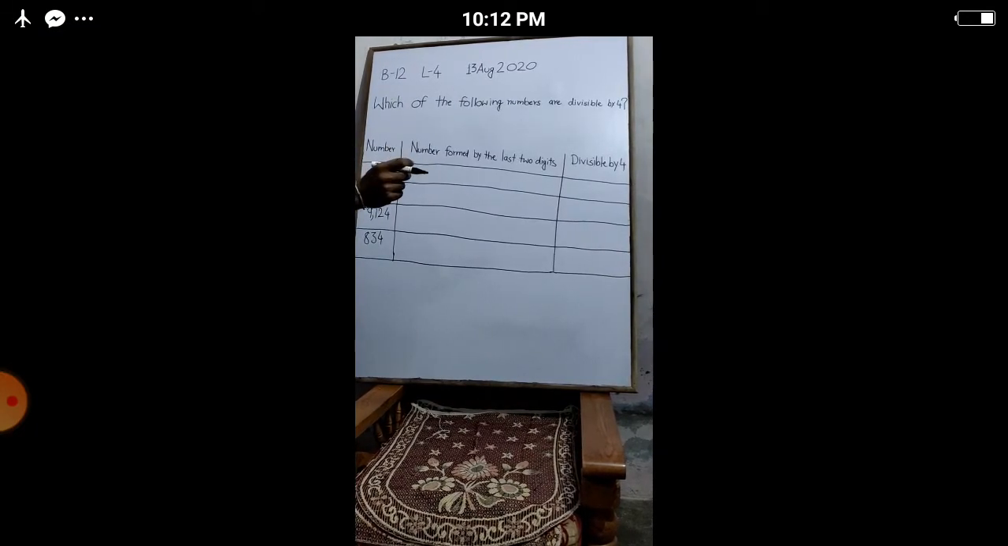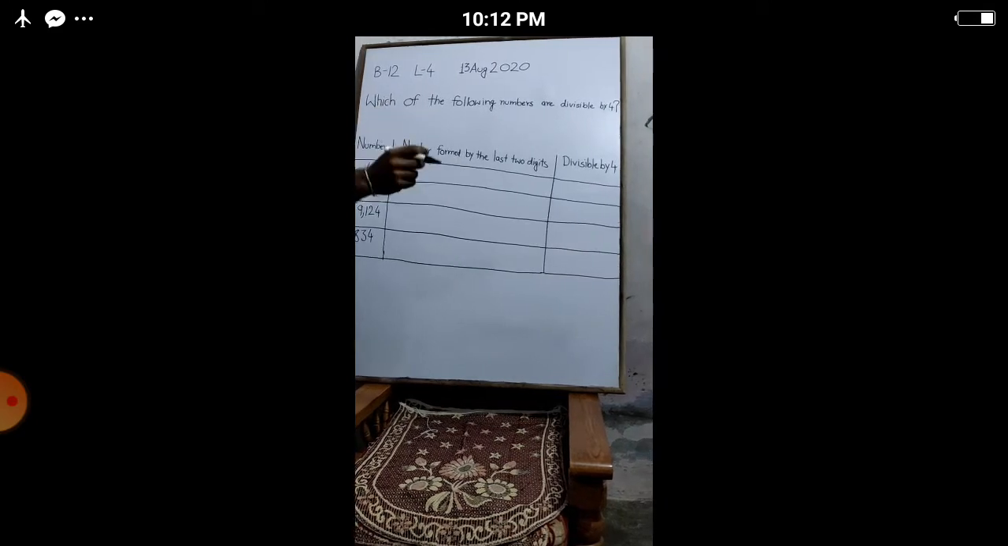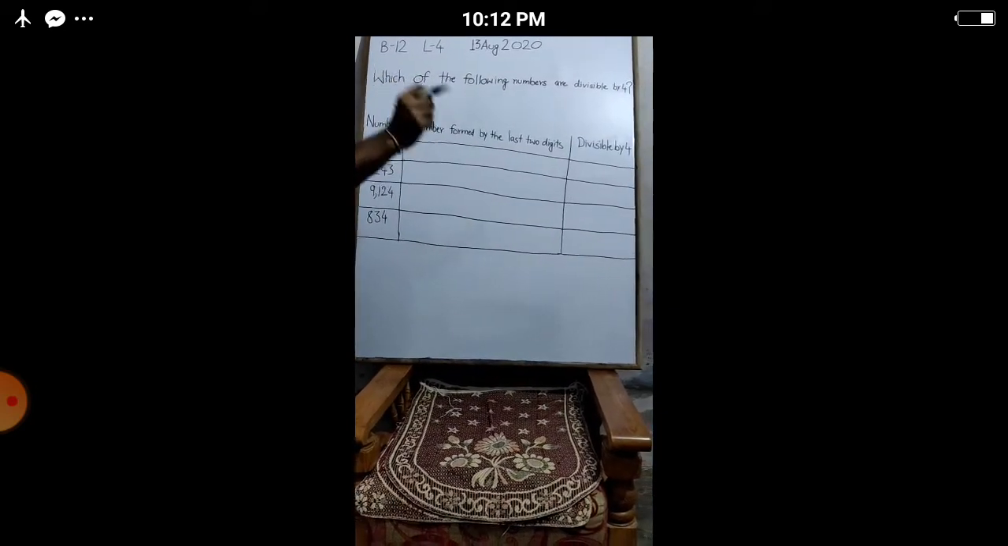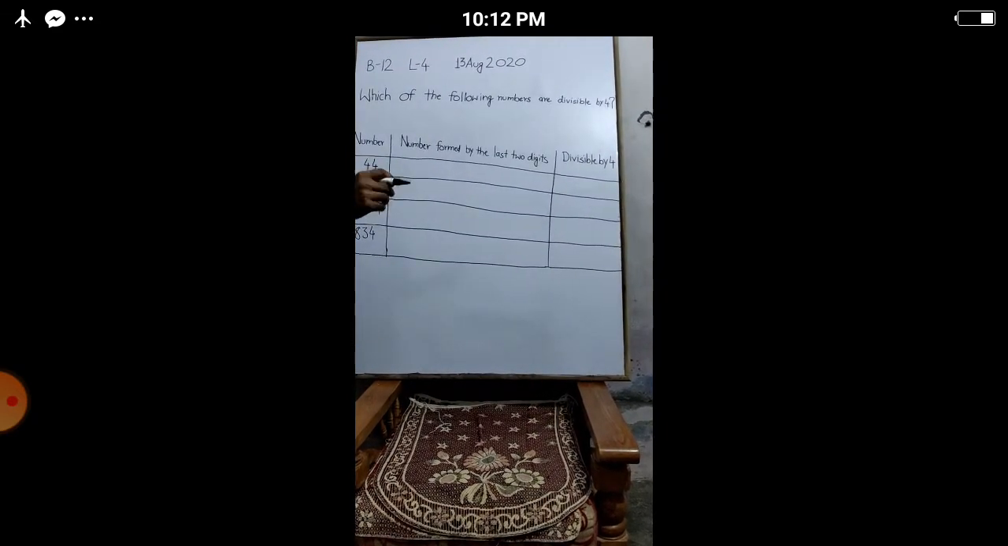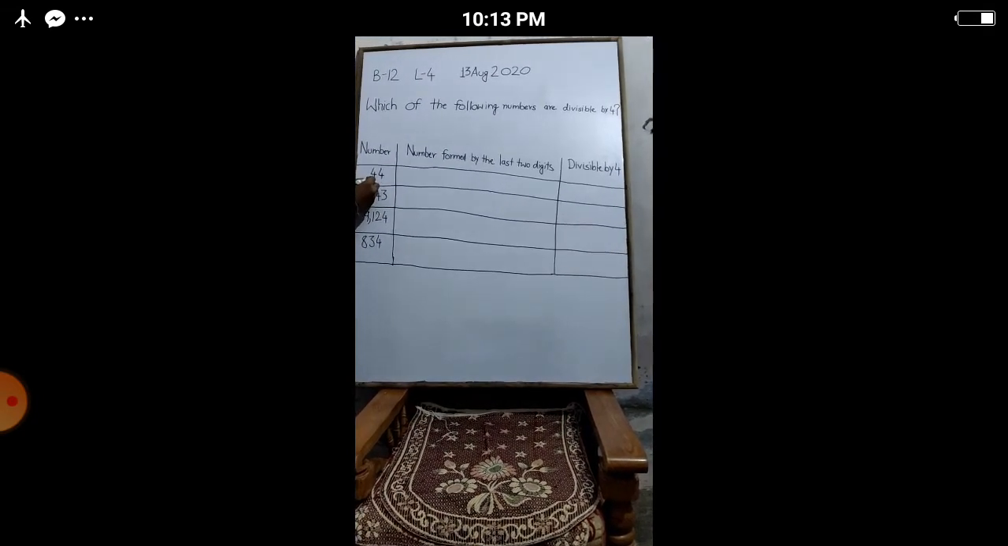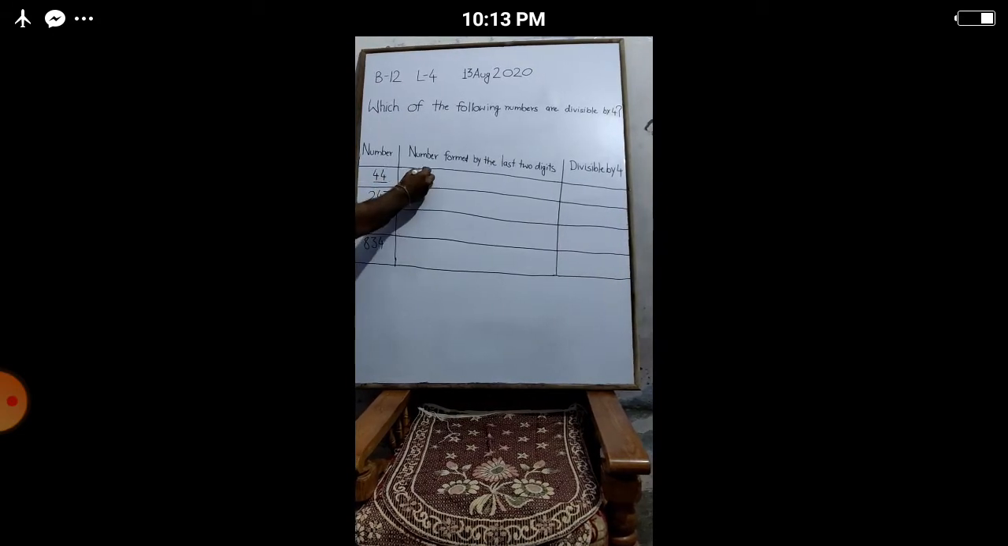Lesson 4. Question: which of the following numbers are divisible by 4? The divisibility rule says a number is divisible by 4 if the number formed by its last 2 digits, that means tens and ones, is divisible by 4. So we have to check the last 2 digits, ones and tens. Here the first number is 44. The tens and ones digits make 44, which is divisible by 4.